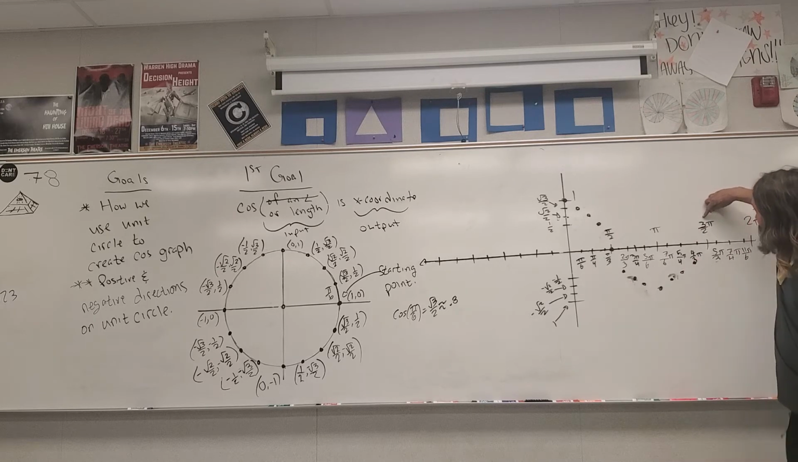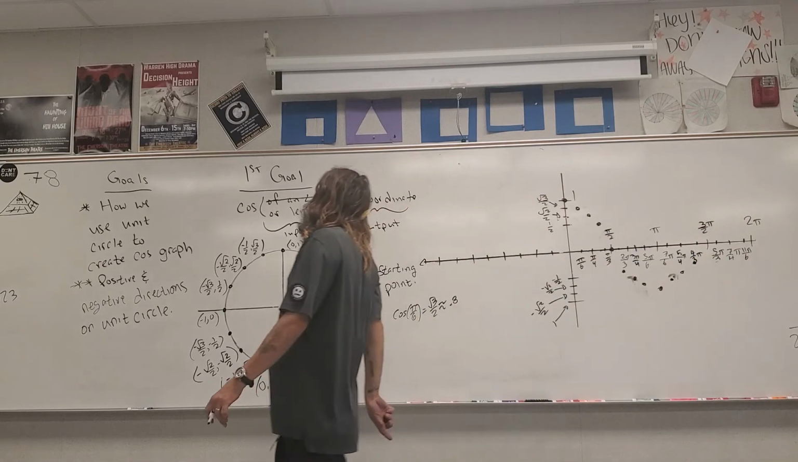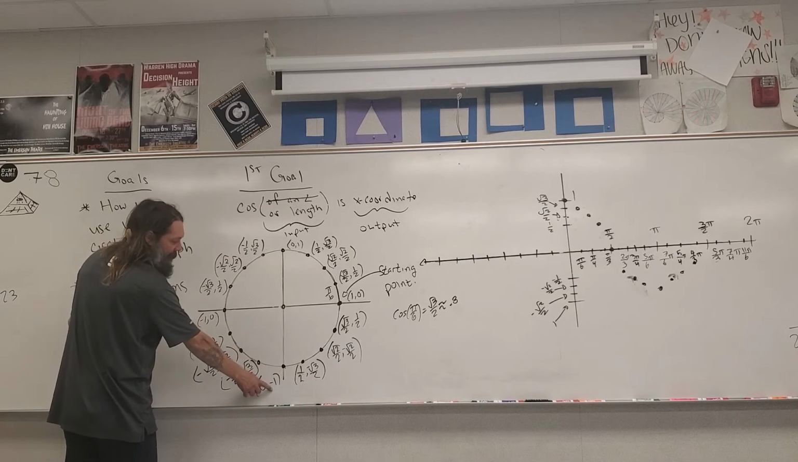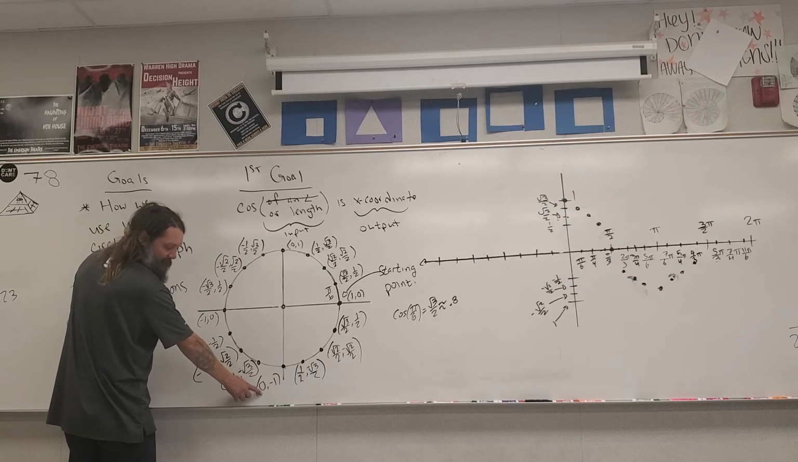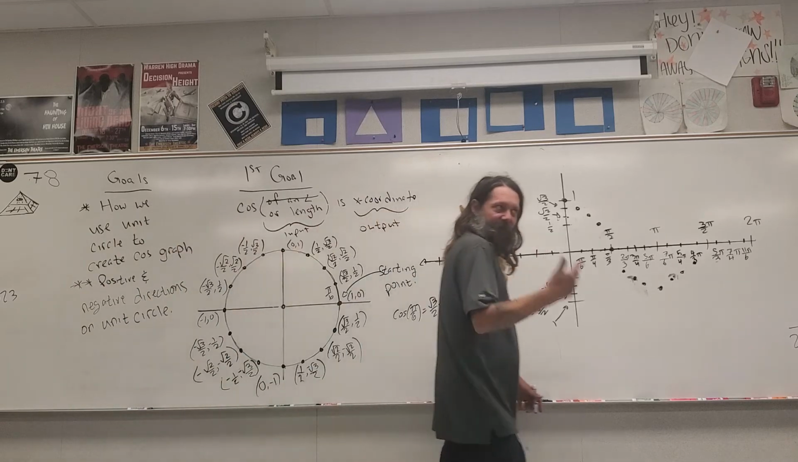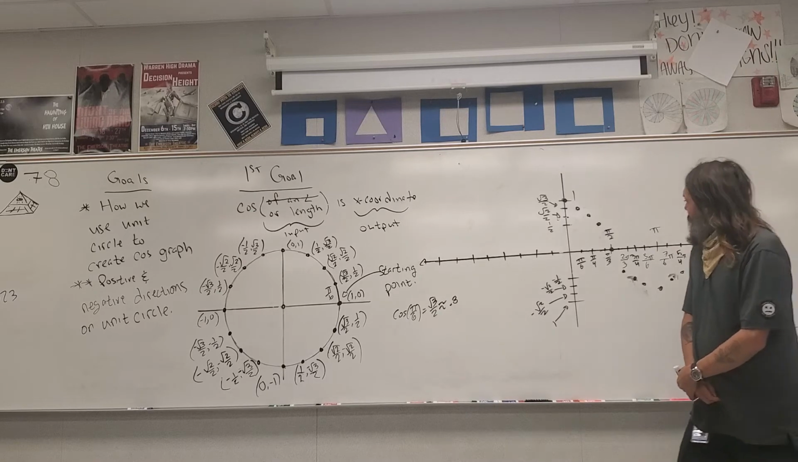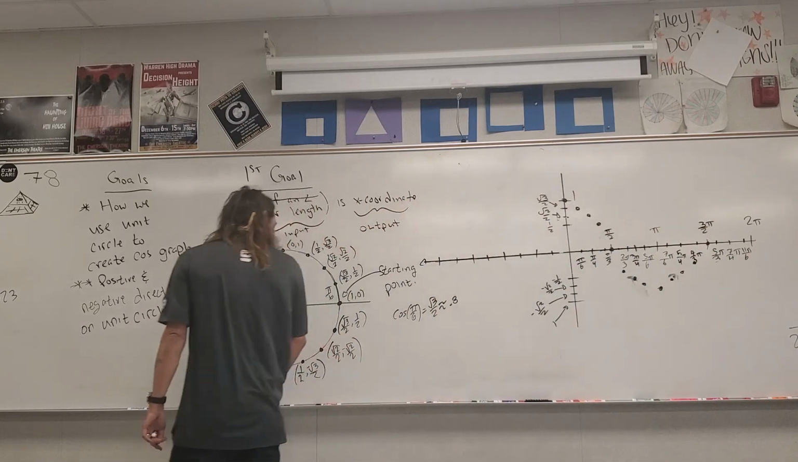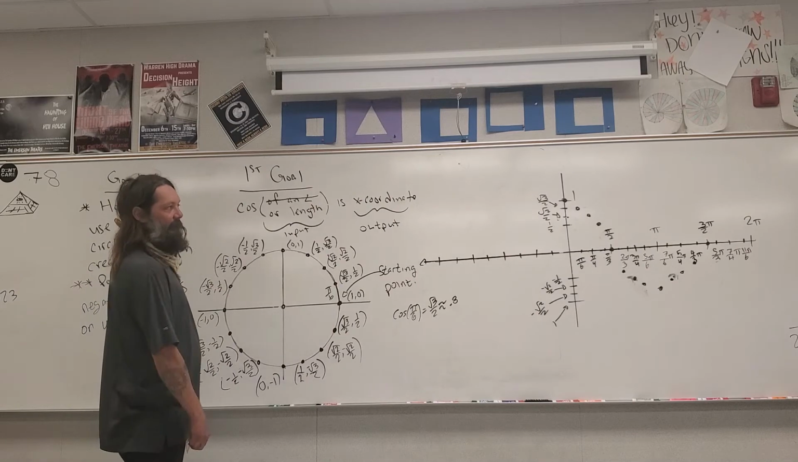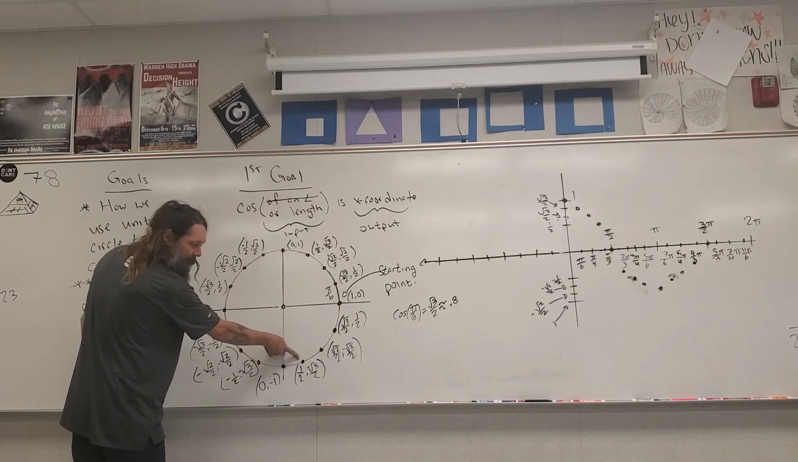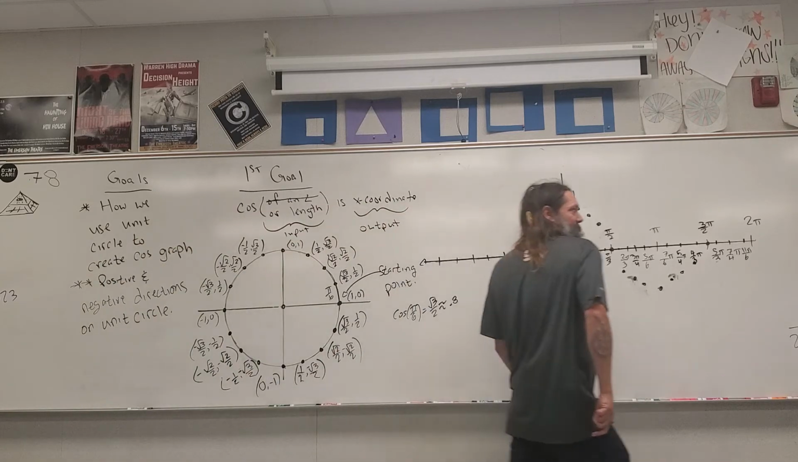At 3 over 2 pi, I have a height of 0, because that's my x coordinate. I'm struggling with this. I don't know what I'm doing here. And let's see, we're almost done. So at this length of, what was that? So at 5 over 3 pi, I have a height of 1/2.